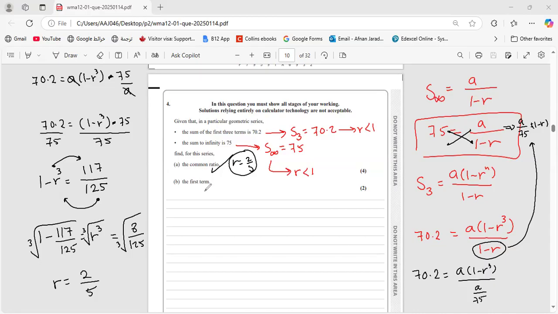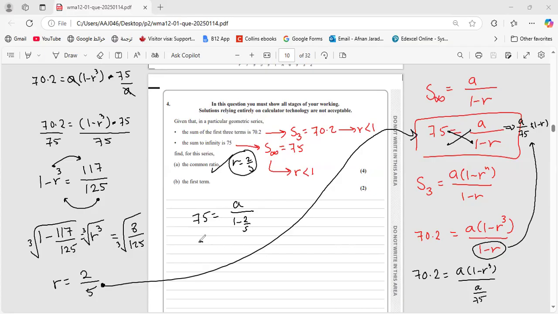What is the first term? I can find the first term by substituting r in this equation. So 75 equals a over 1 minus 2 over 5.